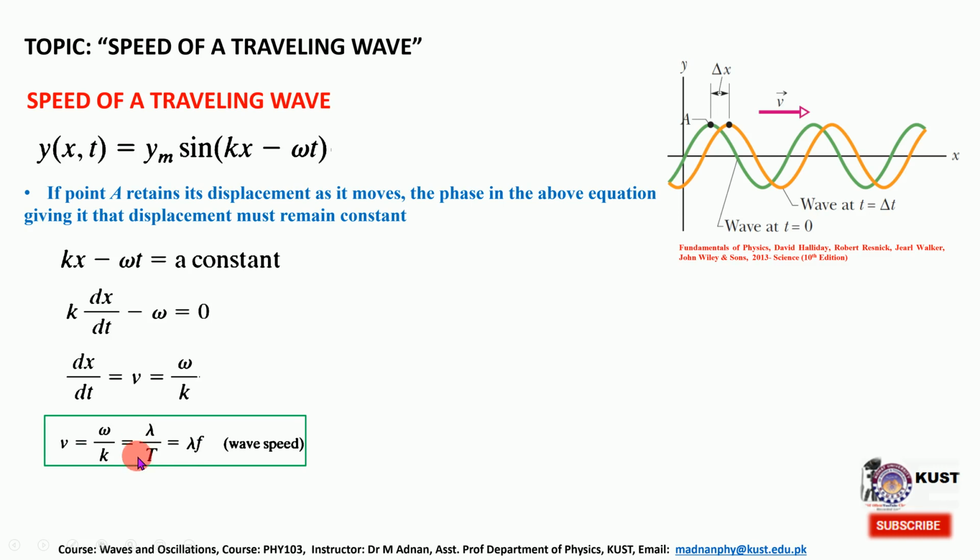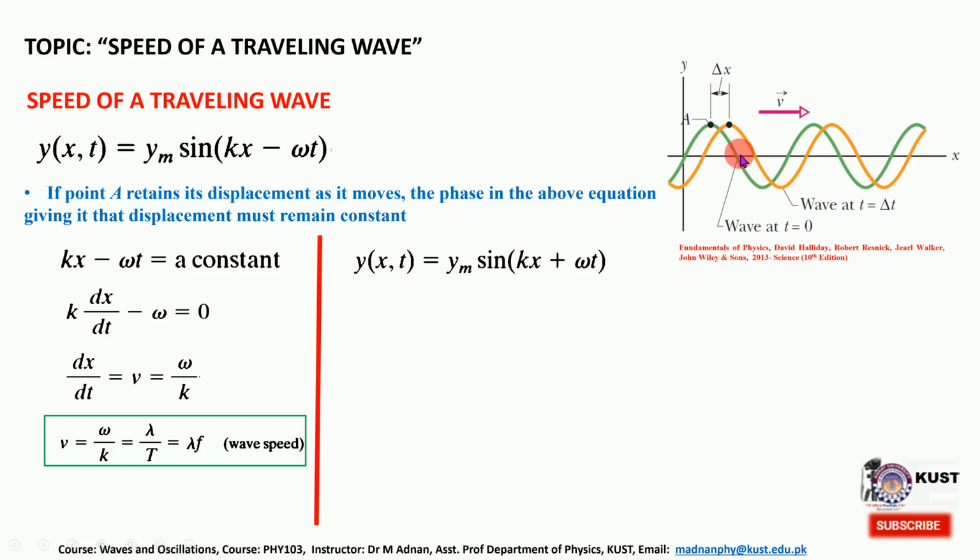Now, from this expression, one can say that the speed is equal to lambda, that is, the distance over one complete cycle.